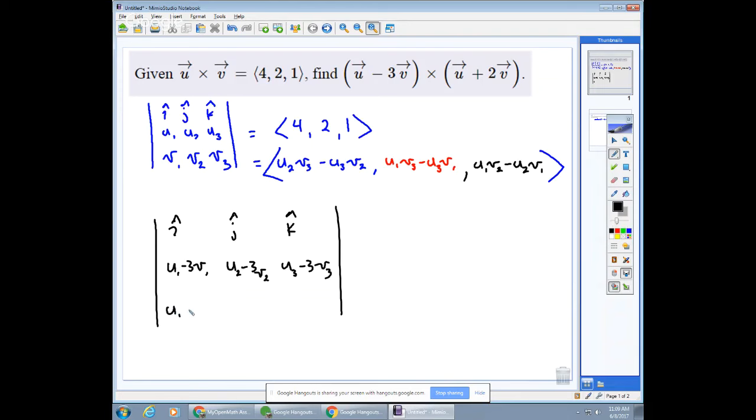And then U1 plus 2V1, U2 plus 2V2, and U3 plus 2V3. Do we have any clever tricks for determining the new cross product?